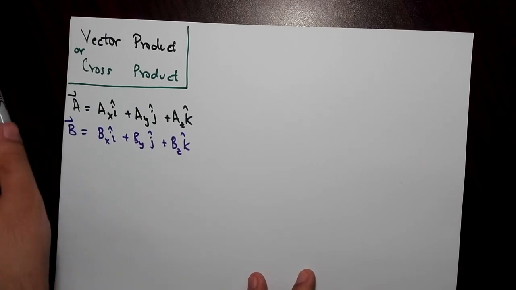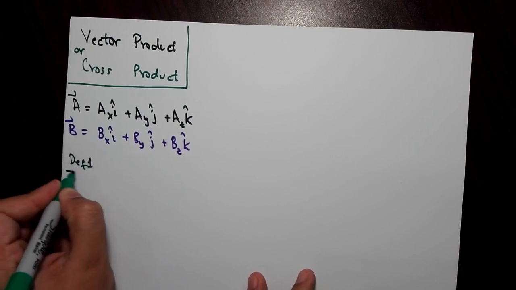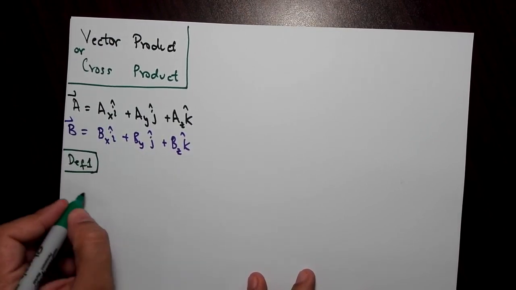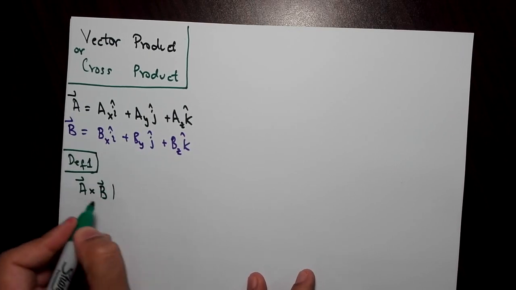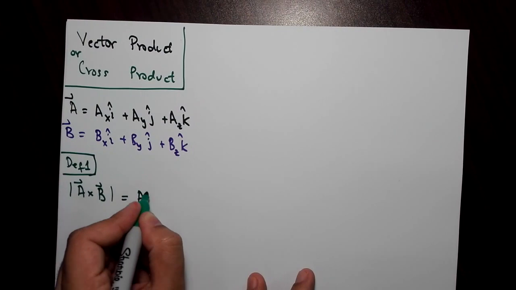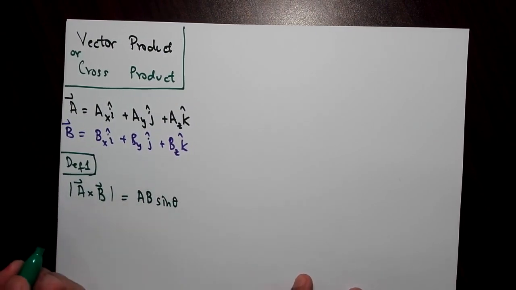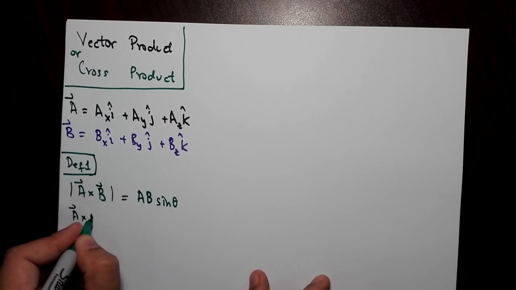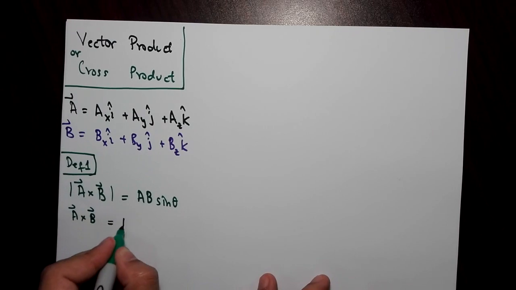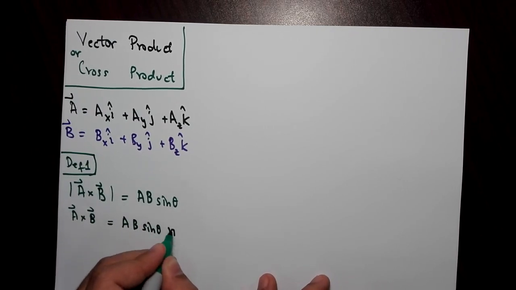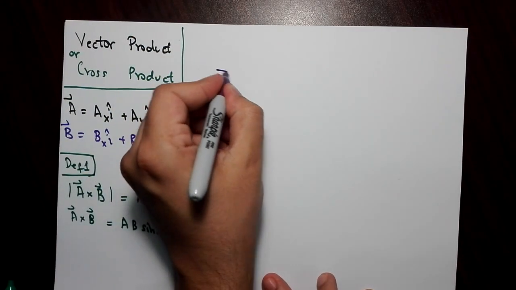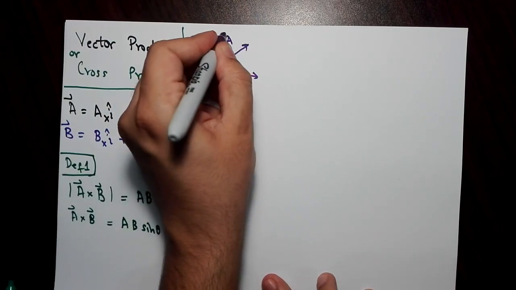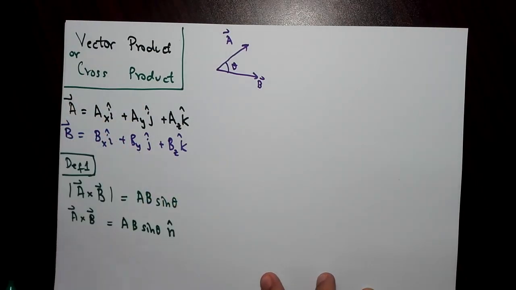Now for the cross product, let's first look at one definition of it. The magnitude of A cross B is given by AB sine theta. And you can also write this as A cross B is equal to AB sine theta with some unit vector n hat, some direction. Now these are two vectors pointing in some direction. Let's say this is A, this is B, and theta is the angle between the two vectors.